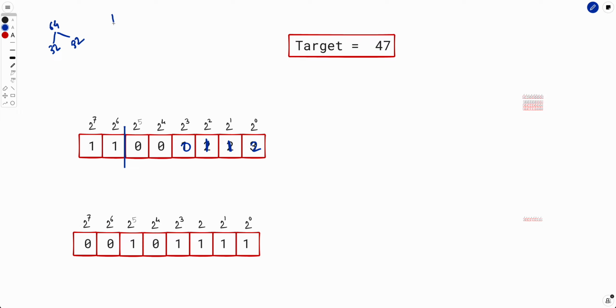Or you can convert this 128, which is 2 power 7, into 64 and 64, right? So these are the two choices that you have. Which one will you choose? I would encourage you to pause and try to think for yourself which of these two choices is optimal.